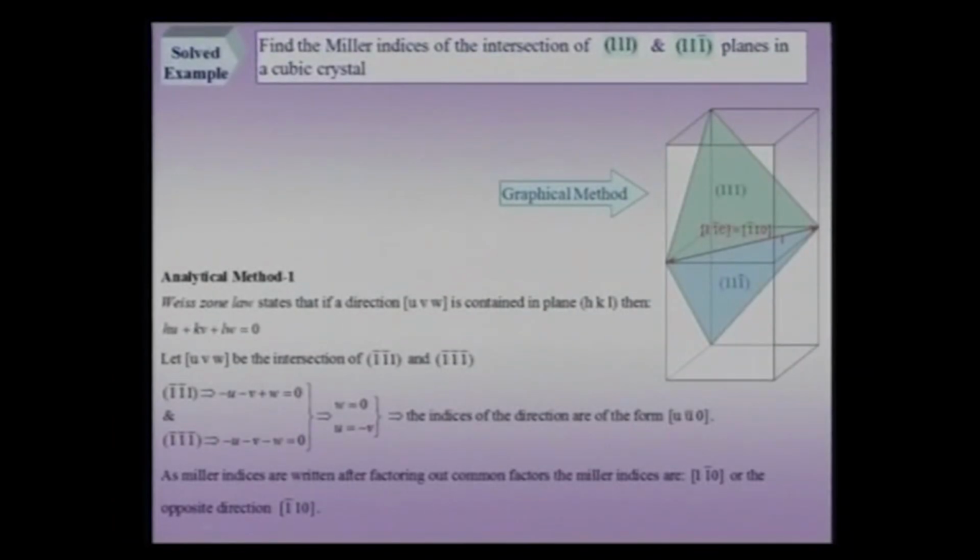So you can clearly see I have chosen one of the set of parallel planes so that my job at hand becomes simplified. So I will use one graphical method and two analytical methods to solve this problem of the intersection of the (111) plane in the cubic system with the (111 bar) plane.